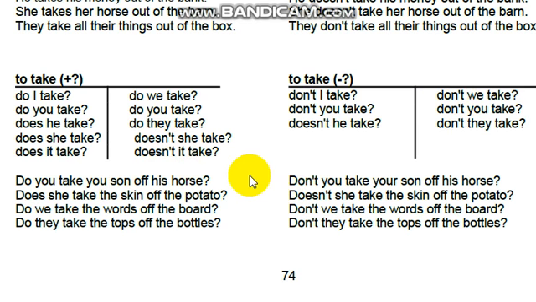Okay? Do you take your son off his horse? Don't you take your son off his horse? Does she take the skin off the potato? Doesn't she take the skin off the potato?